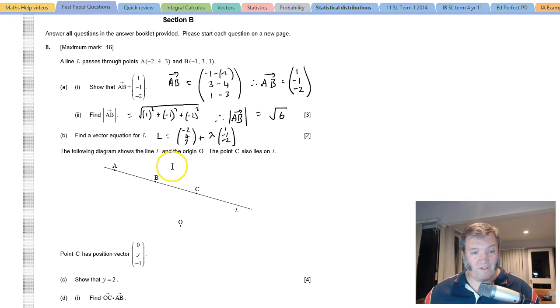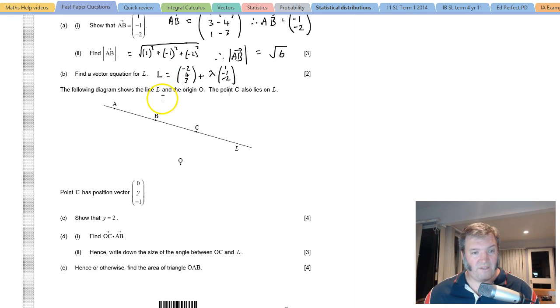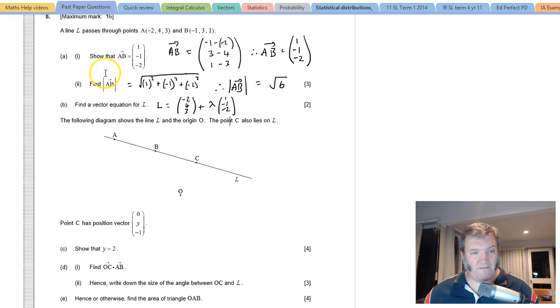The following diagram shows the line L and the origin O. Point C also lies on L. Okay, yes it does, A, B, and C. Now it shows the line L. Just remember, this is for our current line. C has position vector 0, y, -1. Show that y equals 2.